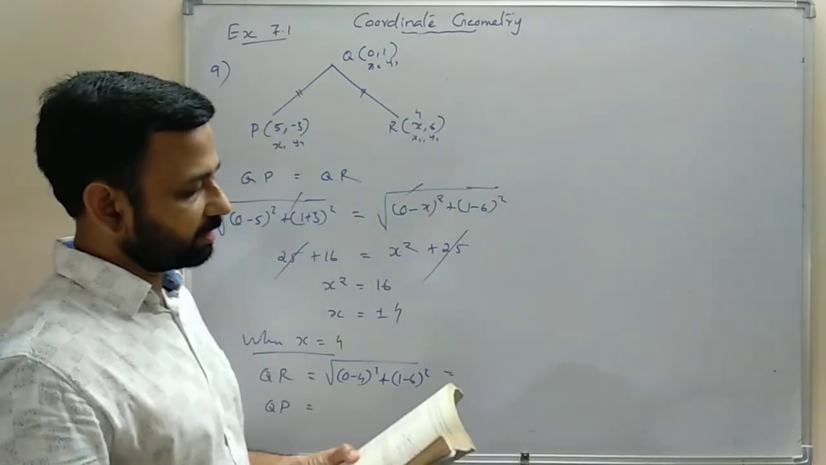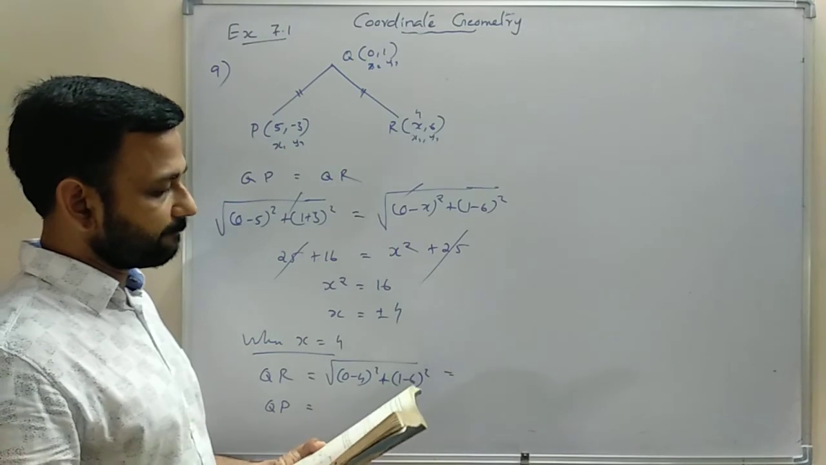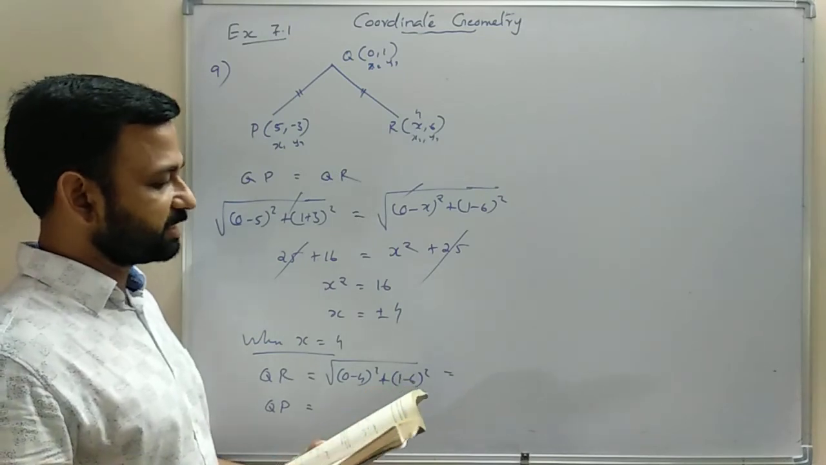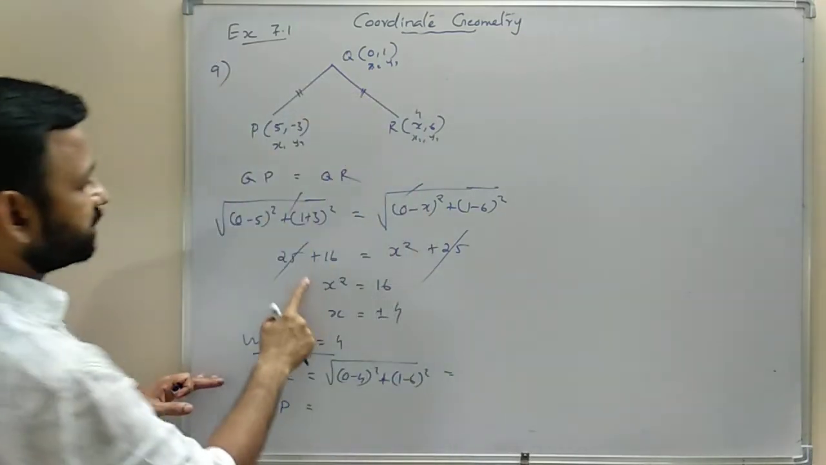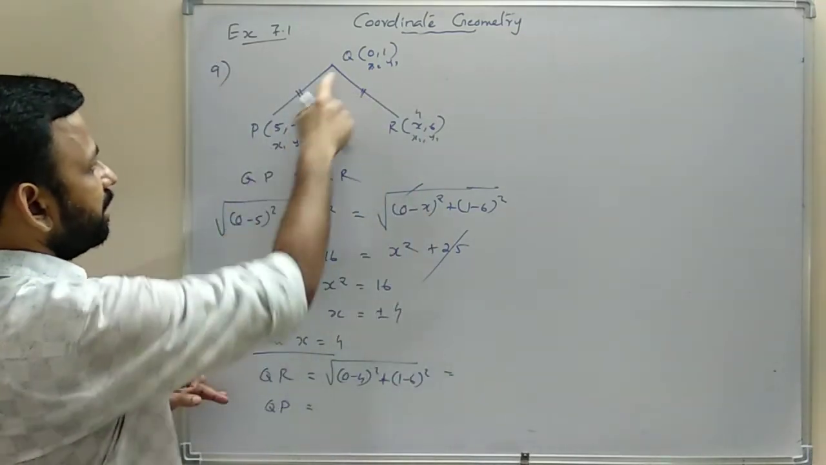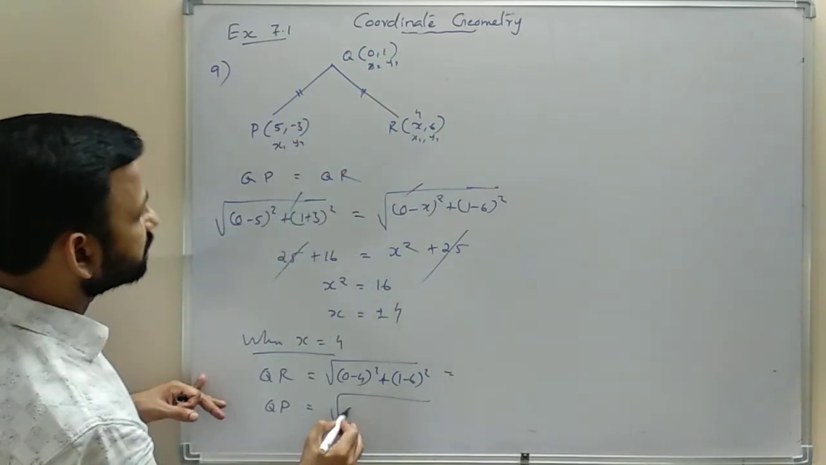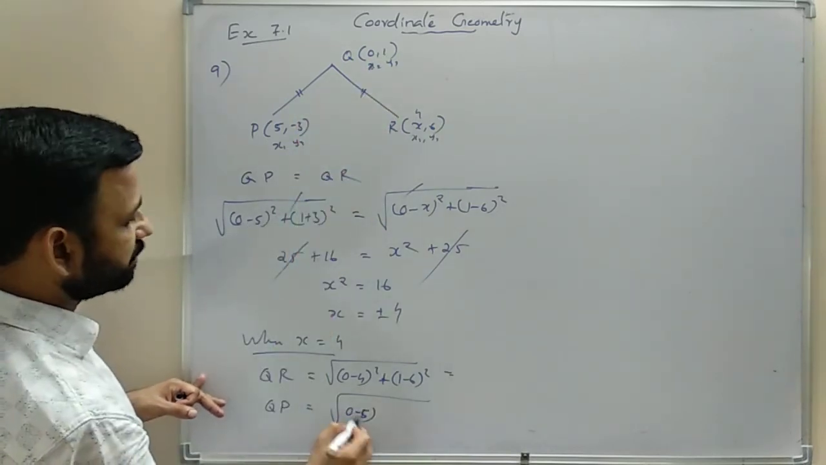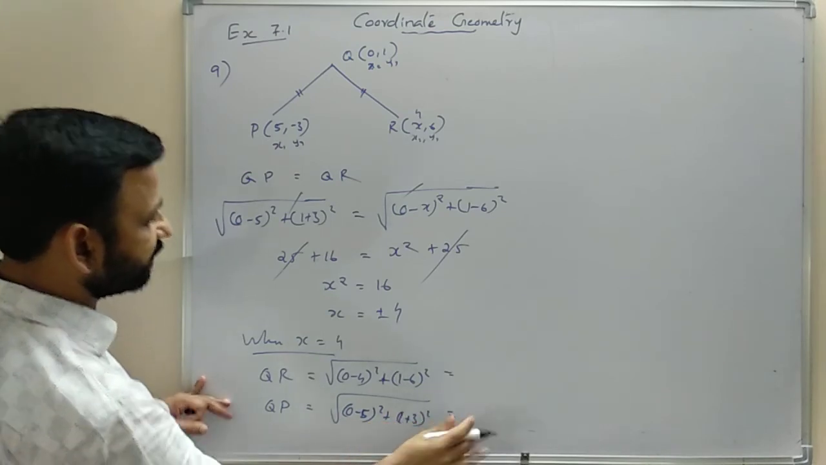and here Q is equidistant from P and R. So here also find the distance QR and PR. So here QP is equal to, here already we got 0 minus 5 whole square plus 1 minus 3 whole square, 0 minus 5 whole square plus 1 minus 3, that is 1 plus 3 whole square. Simplify, you will get it.